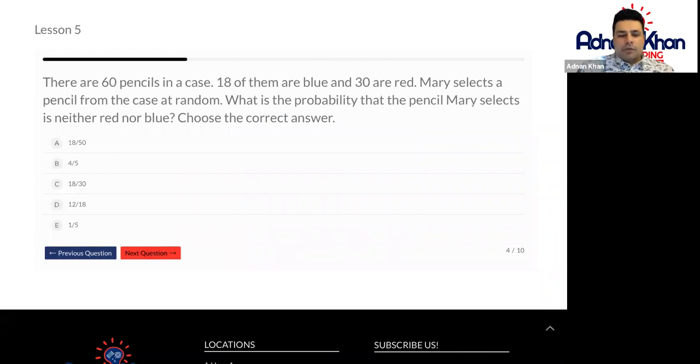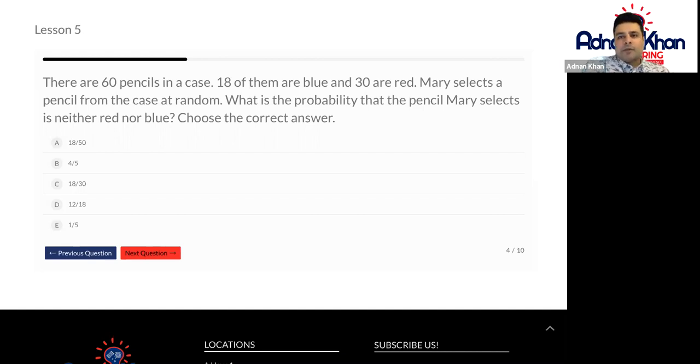All right, so let's go on to the next question, which is question number 4. There are 60 pencils in a case, 18 of them are blue and 30 are red. Mary selects pencils from the case at random. What is the probability that the pencil Mary selects is neither red nor blue? Choose the correct answer in this case. Okay, let's work it out this way. Now you might have your own ways of working this out, which is absolutely fine. There's nothing wrong as long as you know what you're doing, but just follow me as well, please.